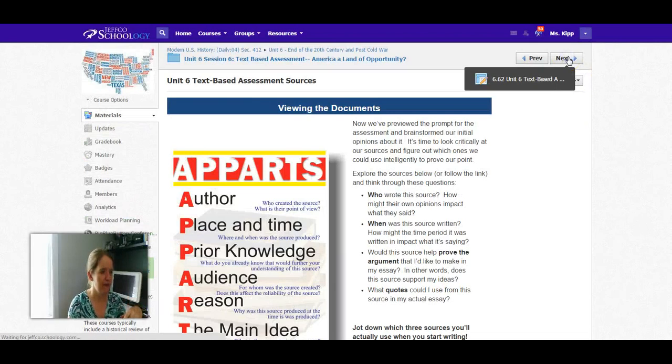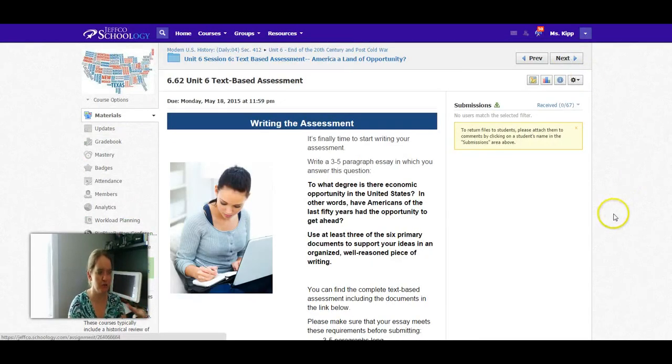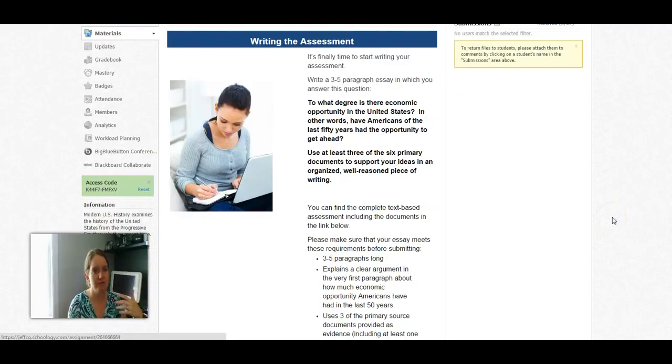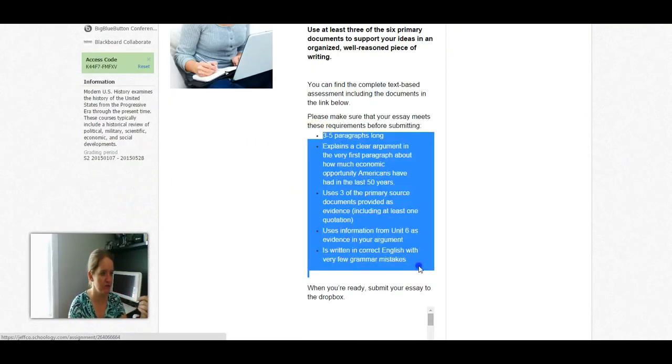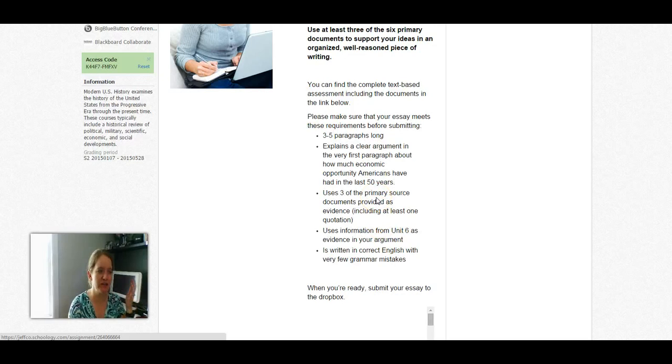Okay, then it's finally time to start writing. I'm looking for a 3 to 5 paragraph essay. Here are the requirements right here, 3 to 5 paragraphs long. You explain a clear argument in your very first paragraph about how much economic opportunity Americans have had in the last 50 years. You use 3 of the primary source documents provided as evidence. You have to use those documents as evidence. You can use additional evidence if you want to, but those for sure use as evidence.